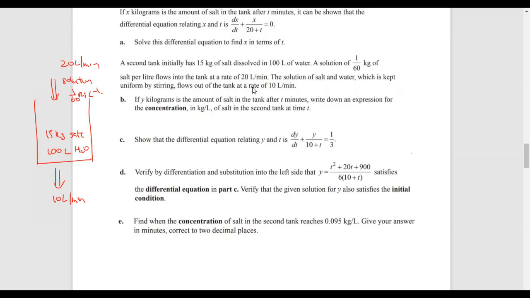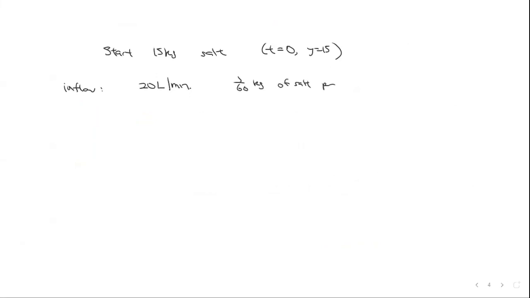Okay. So you basically need to, I guess, separate this out. So you know you start with 15 kilograms of salt. So at t equals 0, y equals 15. You know the inflow of salt occurs at, well, I guess, 20 liters per minute, of which it is 1 over 60 kilogram of salt per liter. So that therefore means the inflow in terms of kilograms is 1 over 60 times 20, which is, well, 1/3 of a kilogram of salt per minute flowing in.